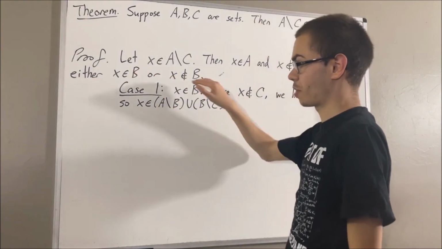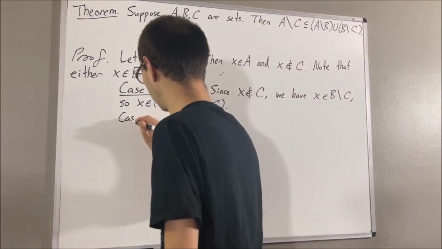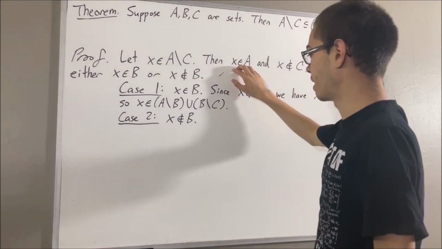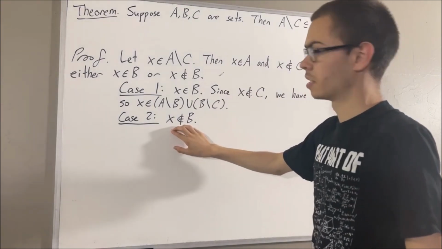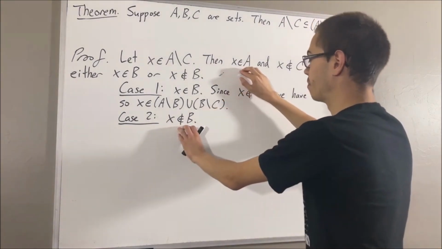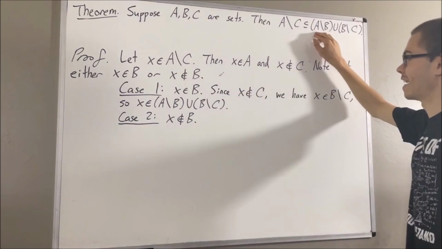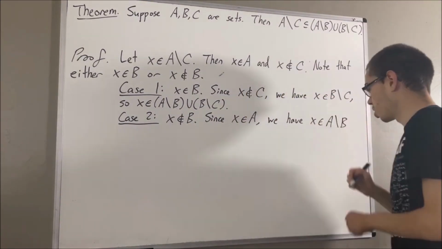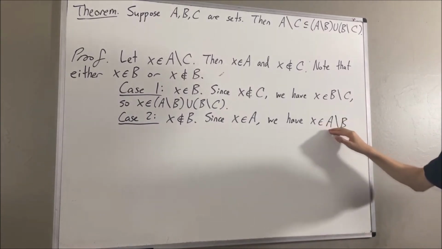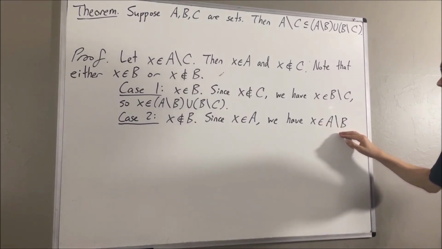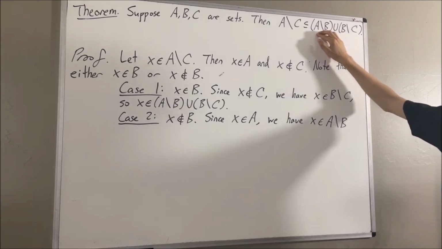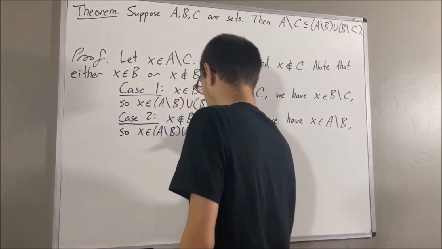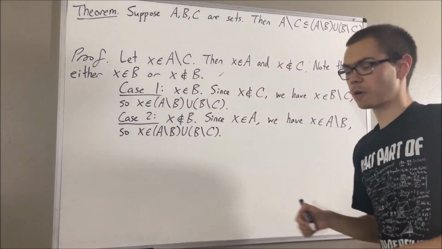Now let's move on to the case where X is not an element of B. Well, in this case, we see that X is an element of A and X is not an element of B. And these two facts tell us that we must have that X is an element of A set minus B. So, since X is an element of A set minus B, we must have that X is an element of the union of A set minus B and B set minus C. And that is exactly what we wanted to show.